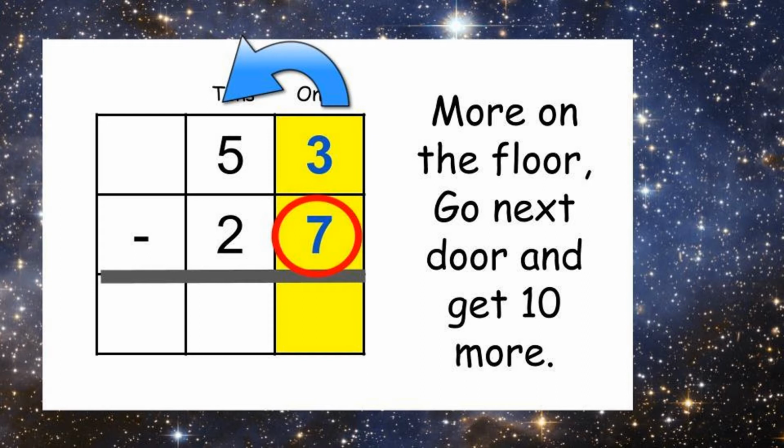When you're looking at the numbers in the ones place, you're going to circle the largest number. Is it 3 or 7? In this case, it's 7. So I'm going to circle that number. Then I'm going to notice that the 7 is on the bottom. That is considered the floor. So that's why we say more on the floor, go next door and get some more from your tens place.